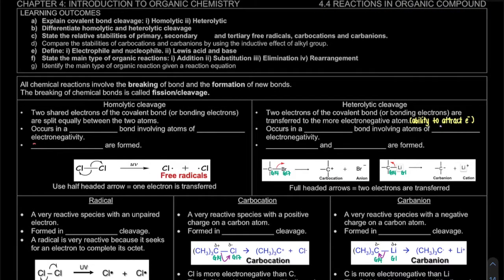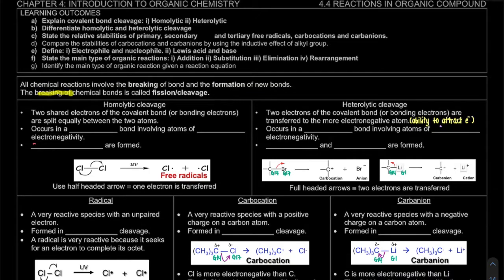In this video, we will learn to explain the covalent bond cleavage in terms of homolytic and heterolytic. We will differentiate homolytic and heterolytic cleavage. We will state the relative stabilities of primary, secondary and tertiary free radical, carbocation and carbanion, and compare the stabilities of carbocation and carbanion.